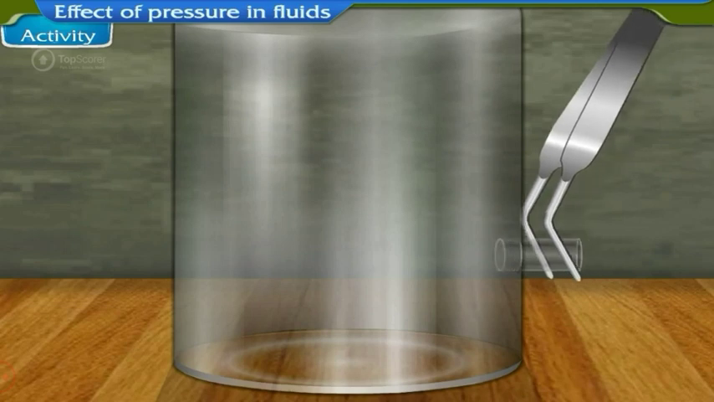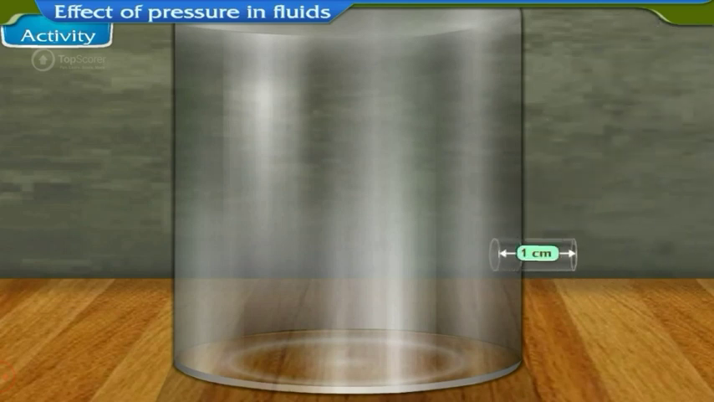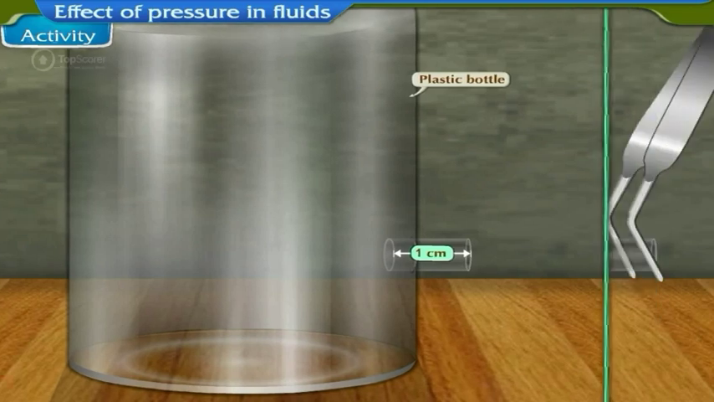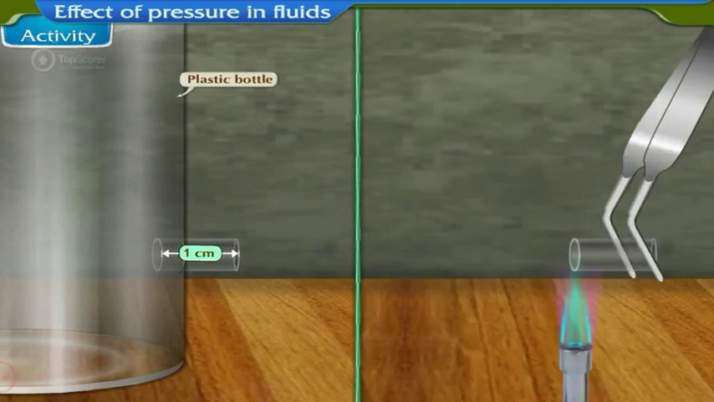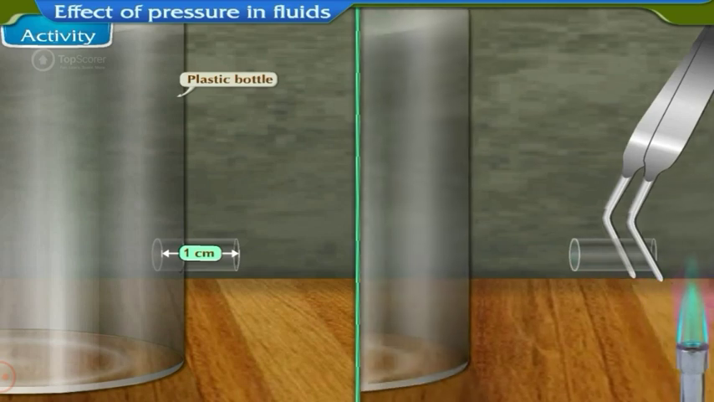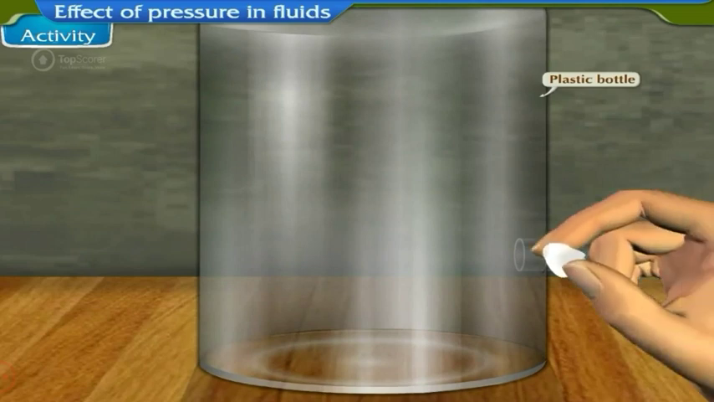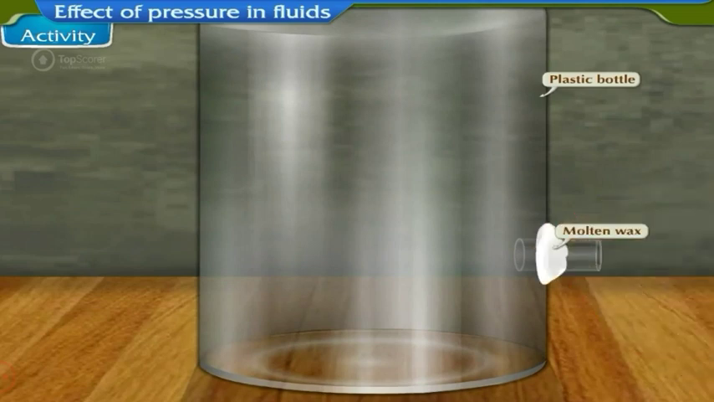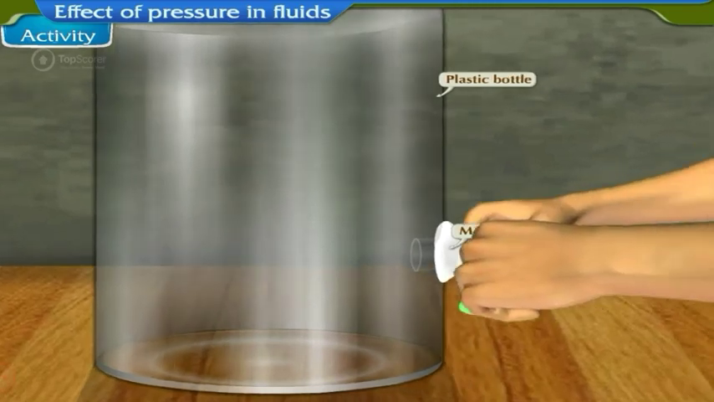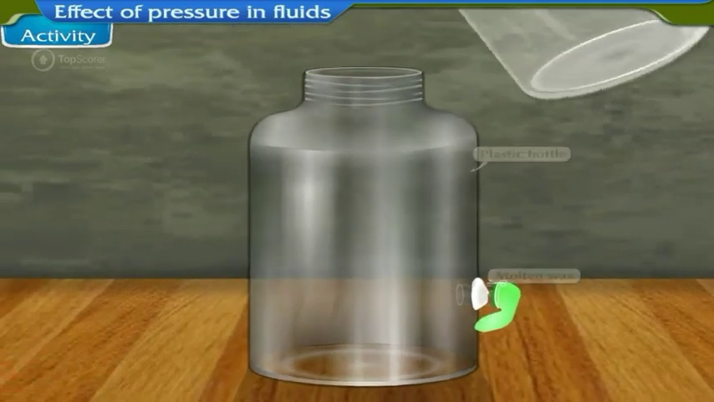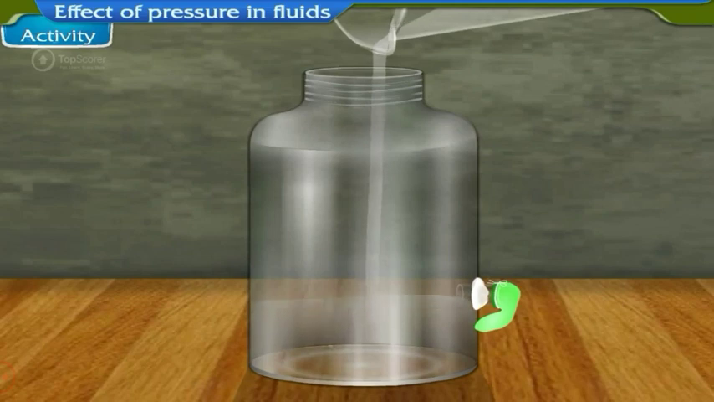Fix a cylindrical glass tube about 1 centimeter long near the bottom of a plastic bottle. This can be done by slightly heating one end of the glass tube and then quickly inserting it near the bottom of the bottle. Seal it with molten wax to ensure that the water does not leak from the joint. Fit a rubber balloon over the mouth of the glass tube. Half fill the bottle with water.